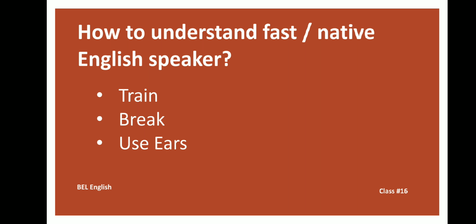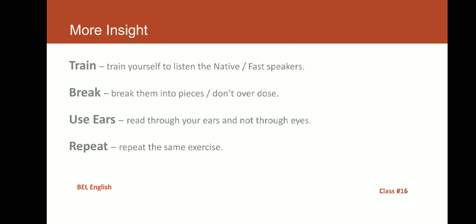So listening to a fast speaker and understanding what is being spoken by the person is always a challenging task which any learner would struggle with. Let me jot down a few steps which help the learner to understand the native speaker better and to go through the tremendous effort of getting used to fast English speaking. So while breaking them down, we can do it like: train, break, use ears. Of course, you are going to use your ears. Let's get into detail on these particular aspects.